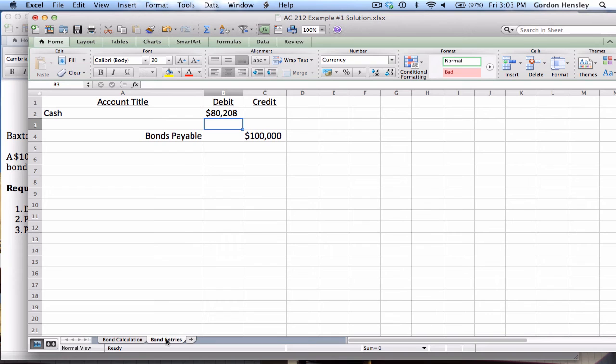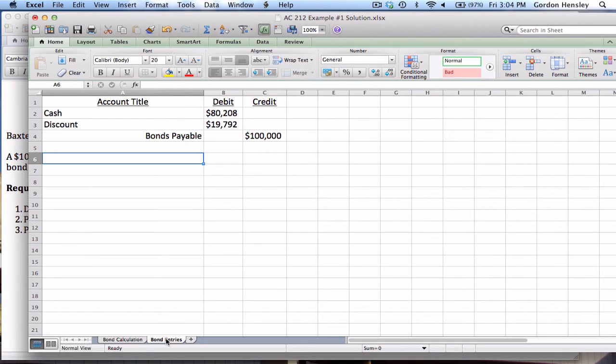Now you see why I left myself some additional room there, because this journal entry doesn't balance. I need more on the debit side to make it balance. In fact, what I need there is another $19,792 in order to make the journal entry balance. And what is that going to be? That is simply the discount. So this bond was sold at a discount. So that completes part 2, the journal entry to issue the bond.